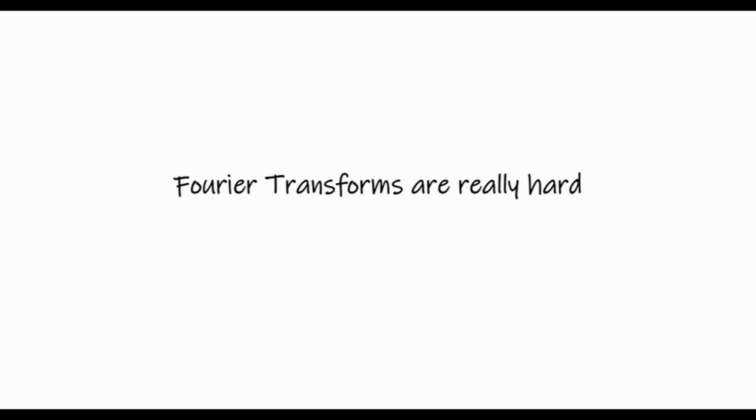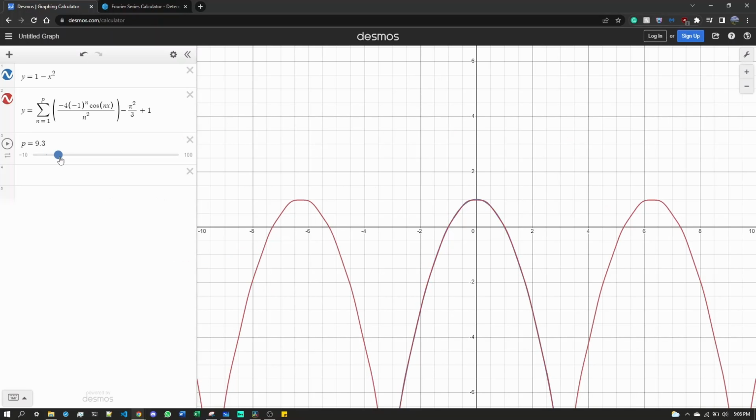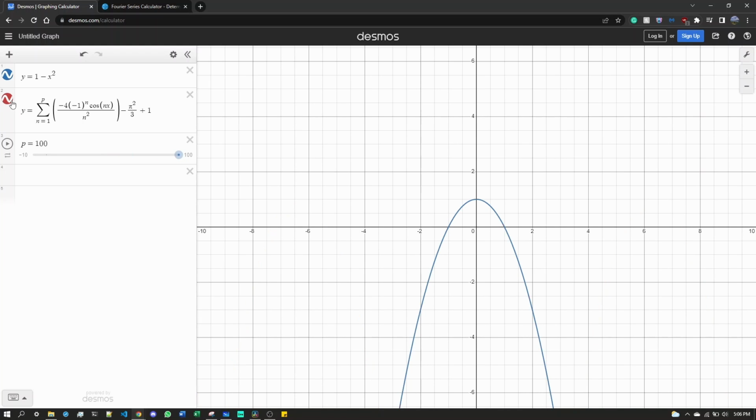That being said, Fourier transforms themselves are pretty hard to do, and it's really easy to get overwhelmed when Wolfram Alpha starts throwing things like the Dirac delta function at you. So instead of a Fourier transform, we're going to do a Fourier series. In addition to being just a little bit easier to do, Fourier series are also a lot easier to visualize. We can just overlay the results in Desmos and watch the pretty graphs line up.